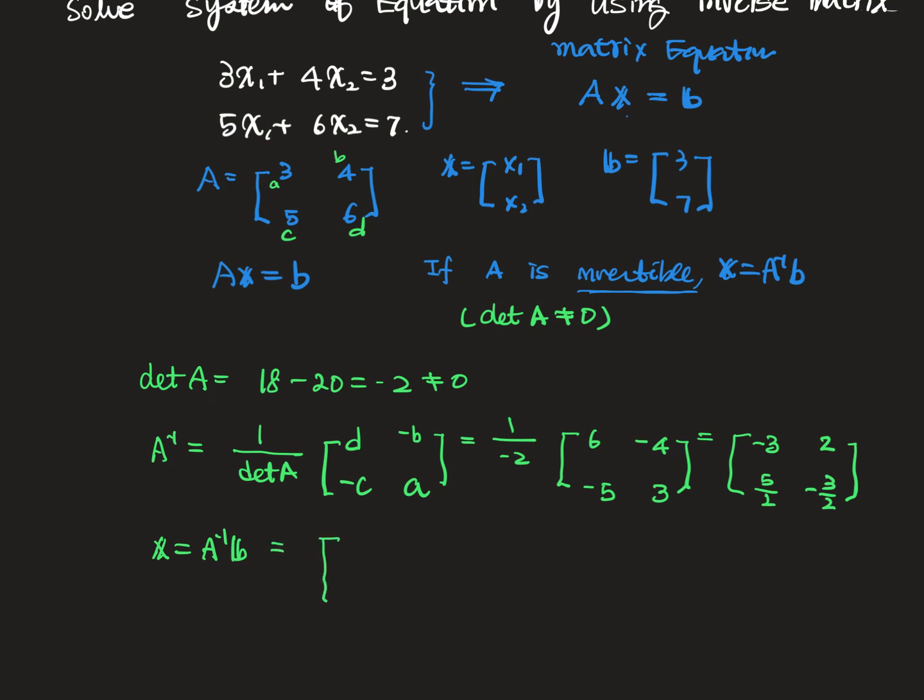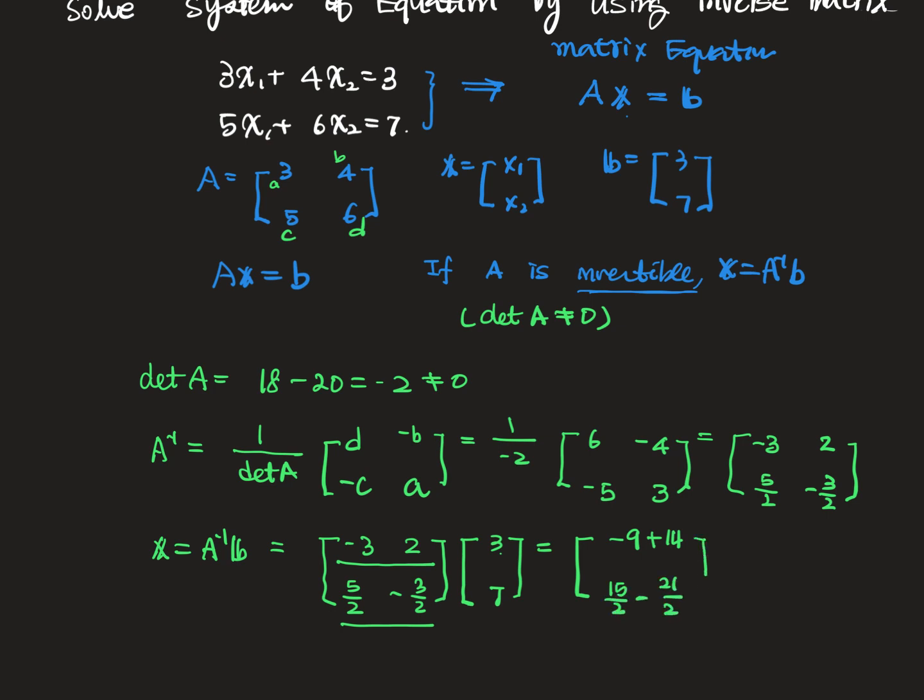So A inverse is negative 3 over 2, 5 over 2, negative 3 over 2... What is the constant vector? 3 and 7. How do we do the multiplication of a matrix? Negative 3 times 3 is negative 9, 2 times 7 is 14. Here is 5 over 2 times 3, 15 over 2, negative 21 over 2.